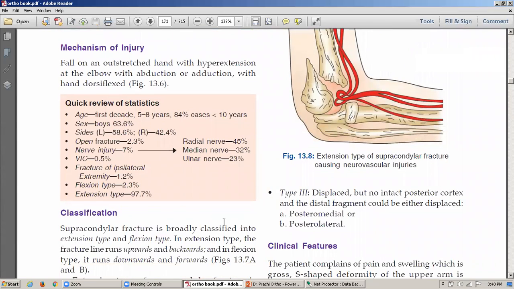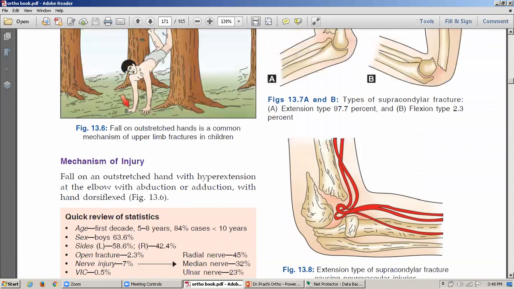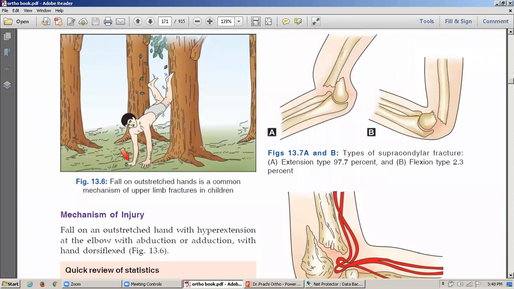The mechanism of injury is a fall on the outstretched hand with hyperextension at the elbow, with abduction or adduction, with the hand dorsiflexed. So here in this diagram you can see a fall on an outstretched hand with hyperextension at the elbow, with abduction or adduction, with the hand dorsiflexed. So here is the fracture of the supracondylar region.